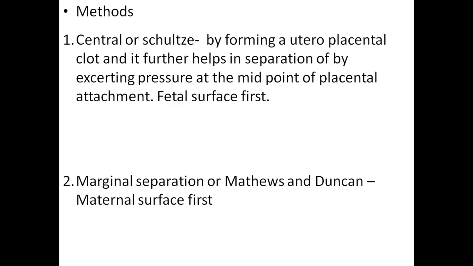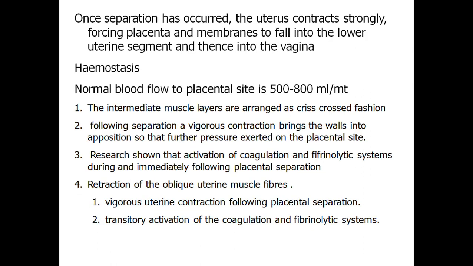There are two methods of placental separation. One is the central method, known as the Schultze method, by forming a uteroplacental clot, which helps in the separation, or by exerting pressure at the midpoint of placental attachment. After the expulsion, the fetal surface comes first. The other is marginal separation, the Matthews Duncan method, in which the maternal surface comes first.